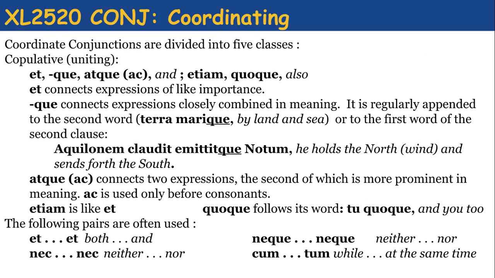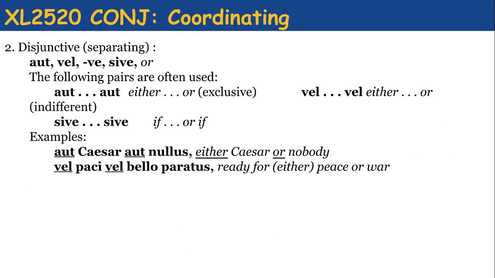Coordinating conjunctions and diminutives. Coordinating conjunctions in Latin. Et, que, atque, piece of cake. Coordinating conjunctions, we have two together. These are Latin 1 right here, right? Et, both and; nec, neither nor; neque, neither nor; cum, tum, while, then, or while at the same time.